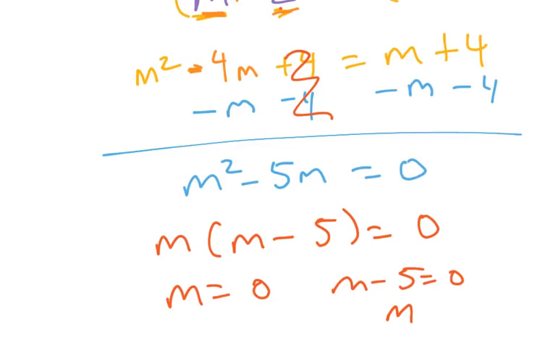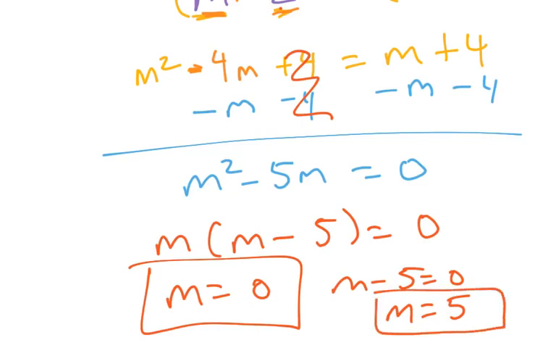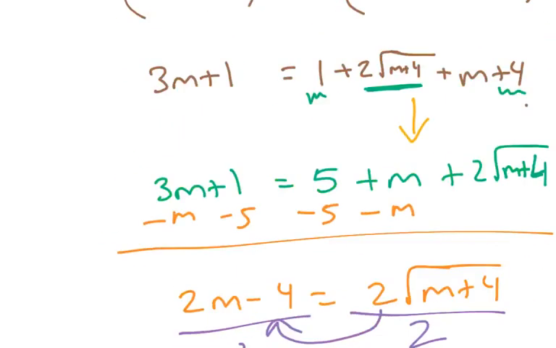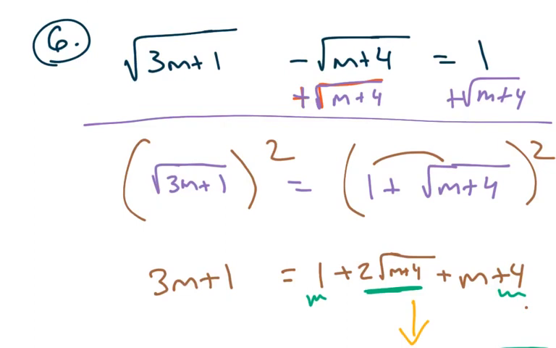If m minus 5 is 0, I hope it's clear that m is 5, right? 5 minus 5 is 0. So we have to still test these. After all of this math, we're not done yet. We've got to test. So we go back up here, and we're going to plug in 0.